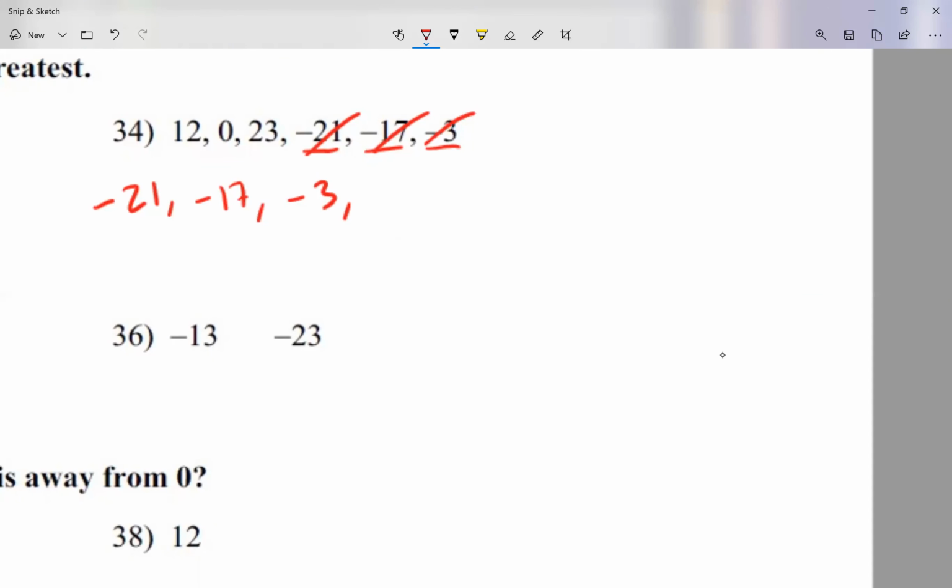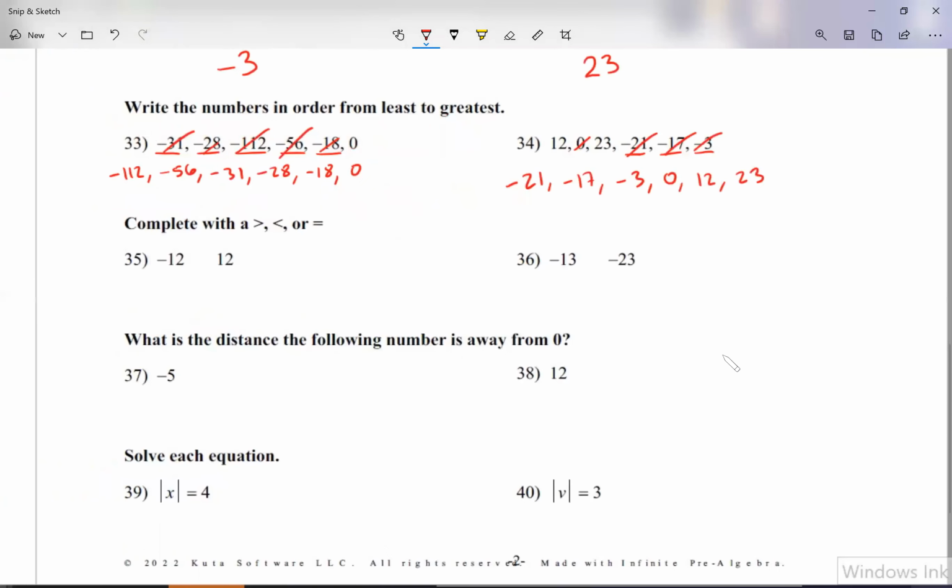I already used my negatives. Then 0, I do have a 0. So let me put a 0 here. Now to the right of my 0, I have the positives. 12 and 23. 12 is smaller than 23. So we're going to write 12 and then 23. The negatives are on the left, the positives are on the right. A good example of the numbers listed in order from least to greatest is the number line. You guys have seen it. That's basically it. The numbers listed from left to right or from least to greatest.